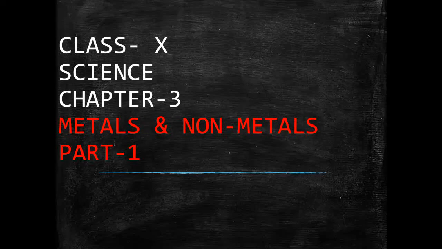So far in chemistry we have finished two chapters. The first chapter was chemical reactions and equations, and the second chapter was acids, bases and salts. Today we will start chapter number 3, which is metals and non-metals.